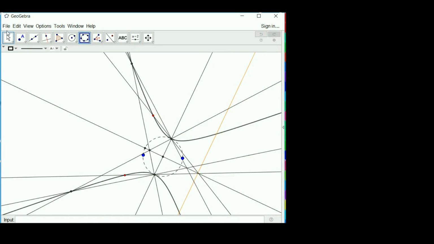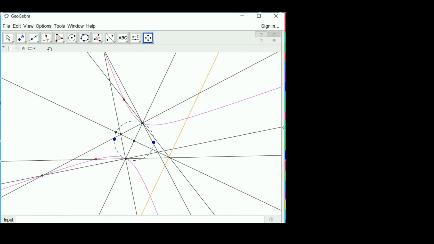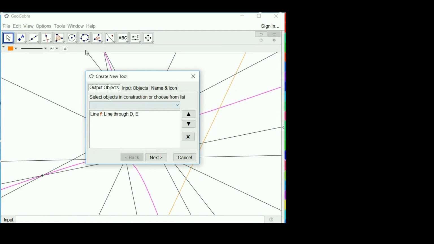This hyperbola here, this is giving us the amplitudes where different lines parallel to this orange one meet our circle. So let's make a tool now to construct this automatically. So create new tool.